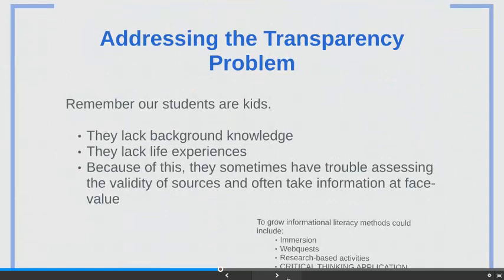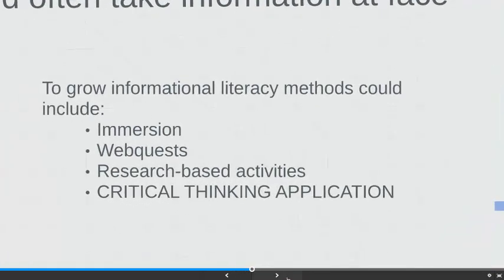So, addressing the transparency problem, number one, we have to remember that our students are kids. They lack background knowledge. They lack life experiences. This isn't their fault. They're kids. Because of this, they sometimes have trouble assessing the validity of sources and often take information at face value. To grow this information literacy, methods could include one, simple immersion. Immersion, immersion, immersion. The more you have students access and assess the internet, the more likely they are to take that elsewhere in their professional and personal lives.